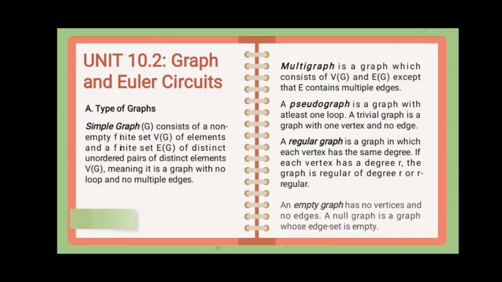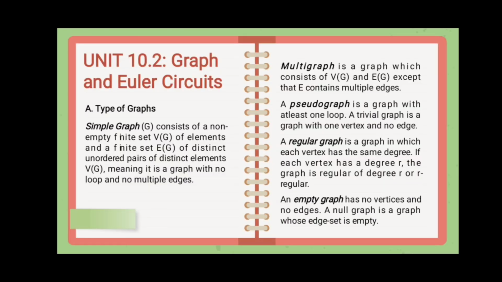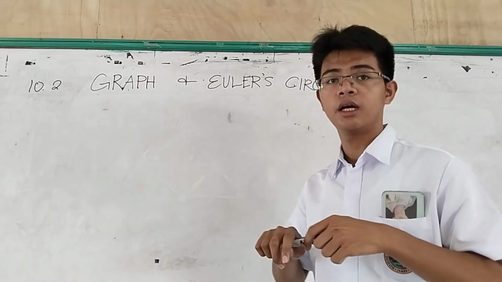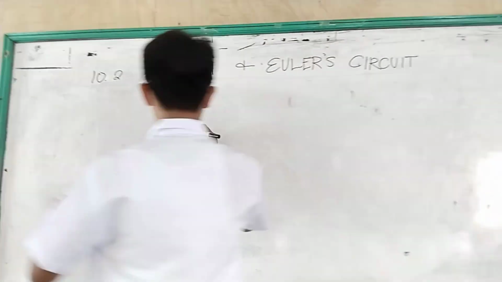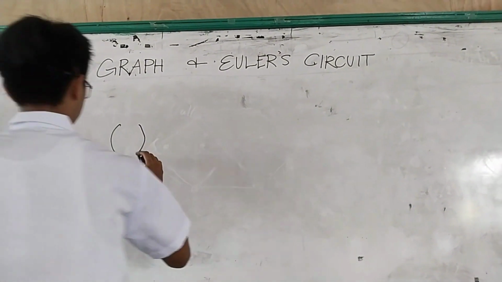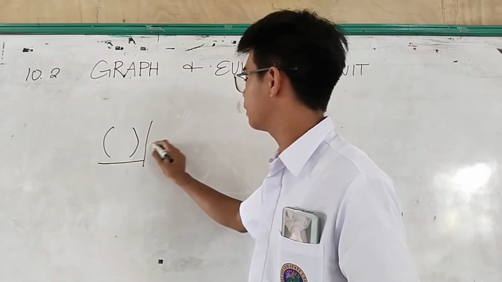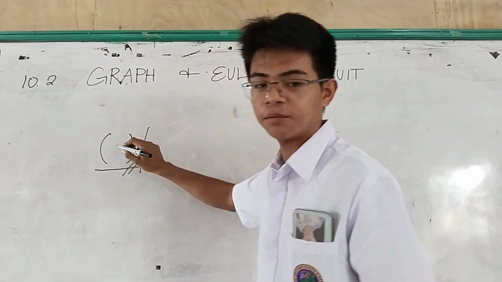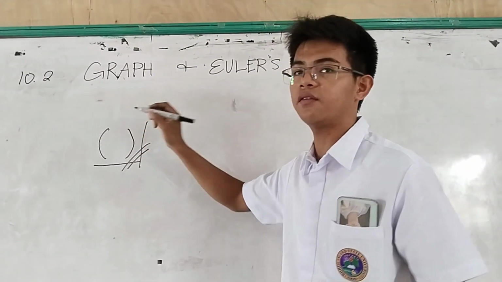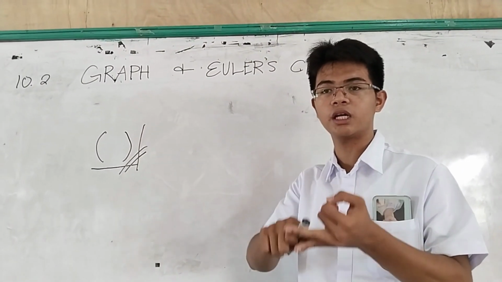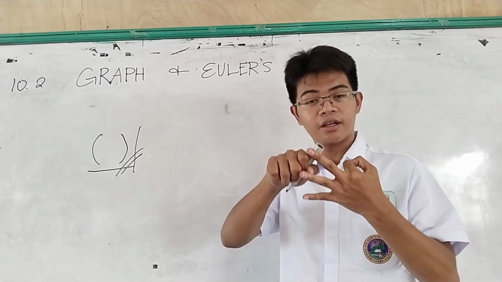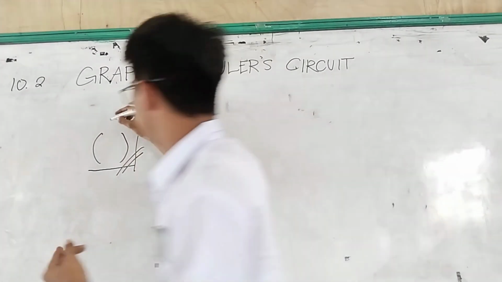Next is an empty graph. An empty graph has no vertices and no edges. Aside from that, an empty graph is the null graph. It is a graph whose edge set is empty. So, the next example is here. This one is called an empty graph. As you can see, it is empty because there is no vertex, no edge, and no degree.